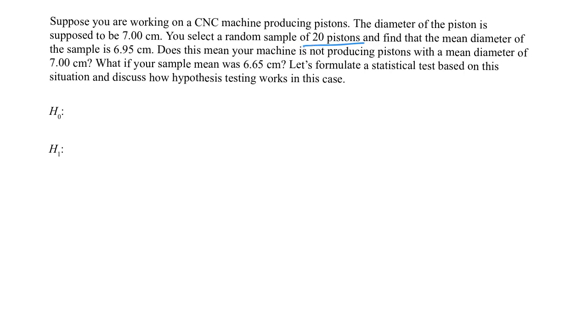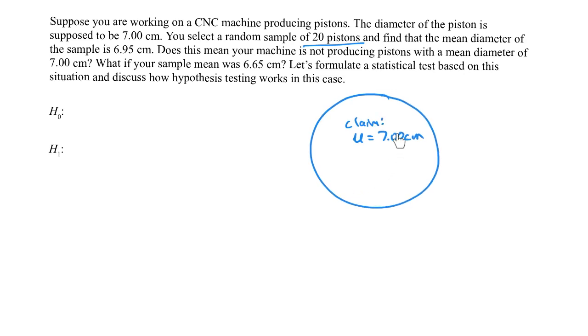So here's the case that we're talking about. Let's say we've got this population. Just think of this as being, we believe that the mean is 7.00 centimeters. This is the claim. And just think of this population of having just thousands of numbers in it. Each number represents the diameter of a piston. We take a sample out of here. We take a sample of size 20. We sample 20 of them, and we get a mean of our sample is 6.95 centimeters.